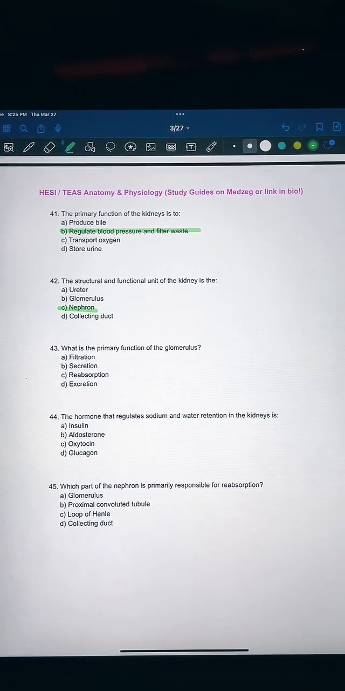We are on number 43 now, the primary function of the glomerulus. You guys have been answering that. I'll give you a couple more seconds, but we're on number 43 now. What is the primary function of the glomerulus?